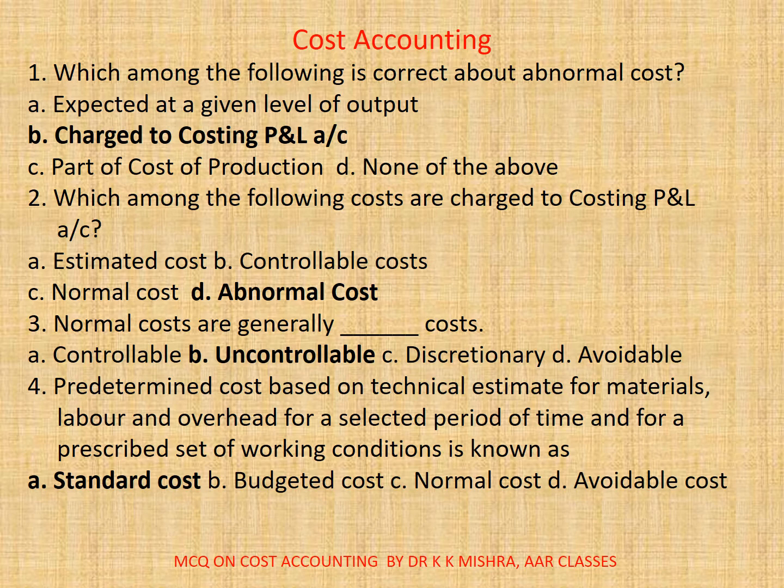Uncontrollable. 4. Predetermined cost based on technical estimate for materials, labor and overhead for a selected period of time and for a prescribed set of working conditions is known as A. Standard cost. B. Budgeted cost. C. Normal cost. D. Avoidable cost. Here correct option is A.